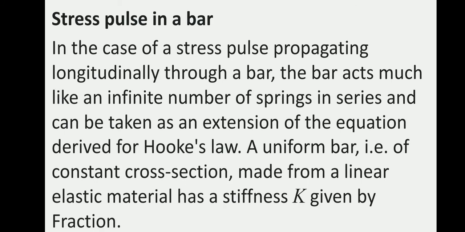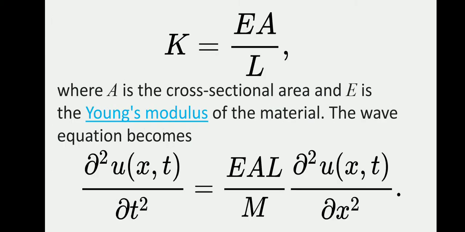Stress pulse in a bar. In the case of a stress pulse propagating longitudinally through a bar, the bar acts much like an infinite number of springs in series and can be taken as an extension of the equation derived from Hooke's law. A uniform bar of constant cross section made from a linear elastic material has a stiffness k given by the fraction, k is equal to E A by L, where A is the cross section area and E is the Young's modulus of the material.